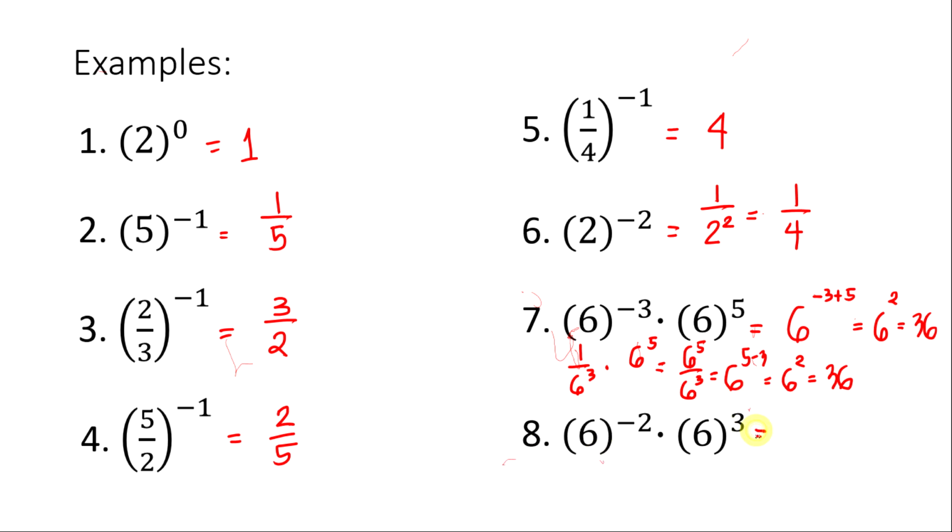We can have 6 raised to negative 2 plus 3. And that is 6 to the first power. Or we can also have 1 over 6 squared times 6 to the third power. And that is 6 to the third power over 6 squared, which is 6 raised to 3 minus 2, and that is 6 to the first power.